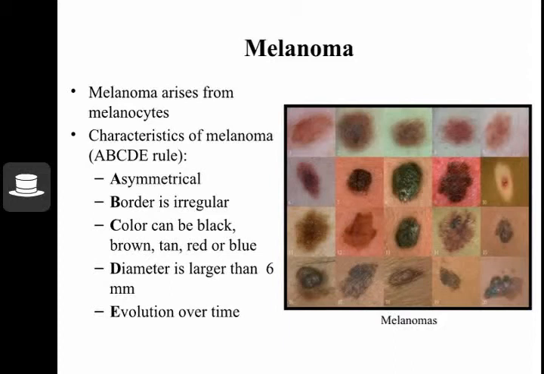Here's a bunch. There's no rulers here, so we can't really tell how big these things are. But like this one here, it's clearly the border is irregular. It's asymmetric and dark, so that's at least 3 of the 5. This one here is very dark. The border is a little bit irregular. It is symmetrical. But like this one here, yeah, not good.